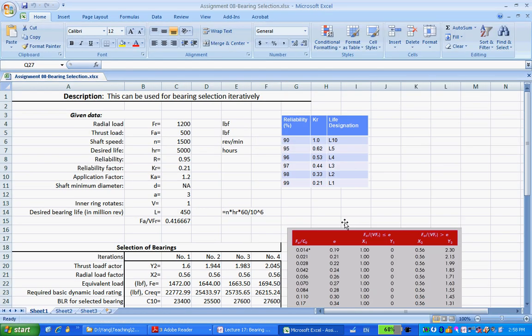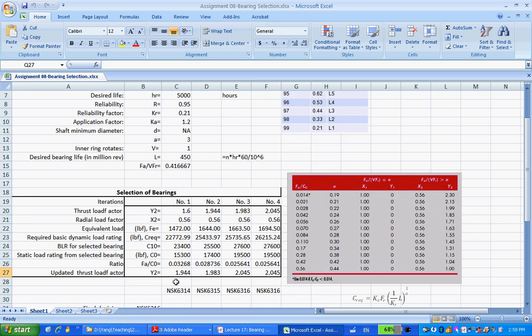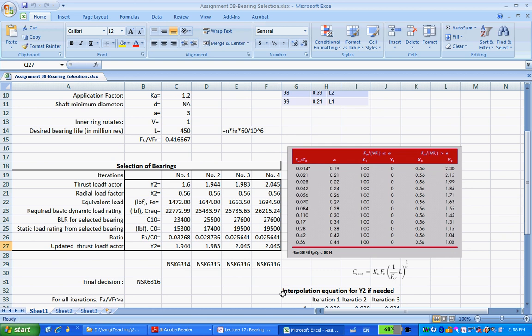Okay, so I want you to get familiar with how to use the Excel here. There's a template, there's a couple of cells cut out, and then you can just fill out the form here. Basically, it's iteration number 1, 2, 3, and in the end you look at which one satisfies the requirement. The formulas, or the way of calculation here, are basically what I just went through. So you can make use of this for your bearing selection in your design project.